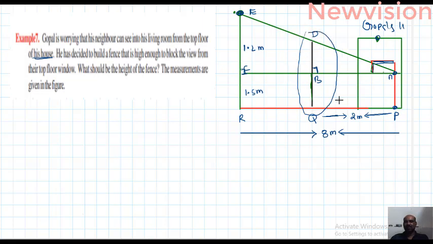Here all measurements are given. We want to find the DQ length. Already CR is 1.5, which means BQ is also 1.5. It is enough to find DB. I will write: let the length of the fence be DQ meters. Okay, that is DQ. DQ we should find. Here also we need to use the similar triangles concept.